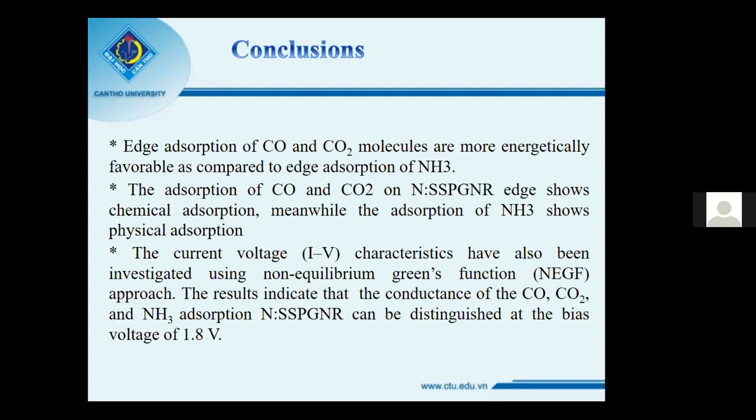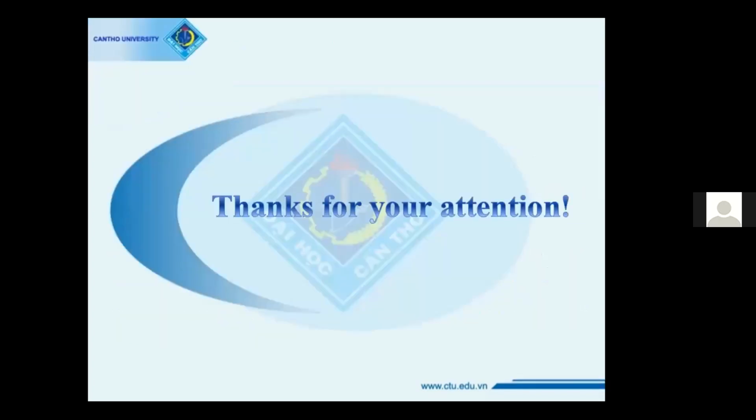The current IV characteristics have also been investigated using the non-equilibrium Green's functions approach. The research indicates that the conductions of the CO, CO2, and NH3 absorptions on nanoribbons doped with nitrogen can be distinguished at a bias voltage of 1.8. Well, that is all. Thank you for your attention.